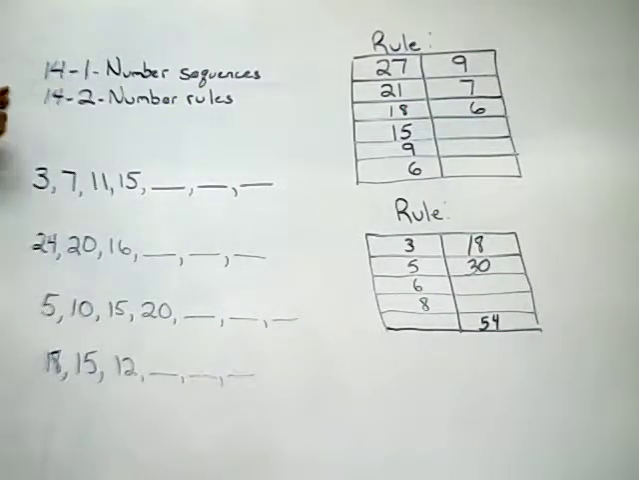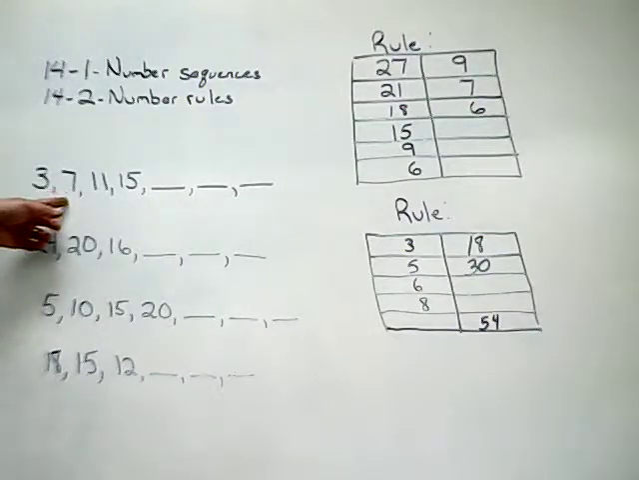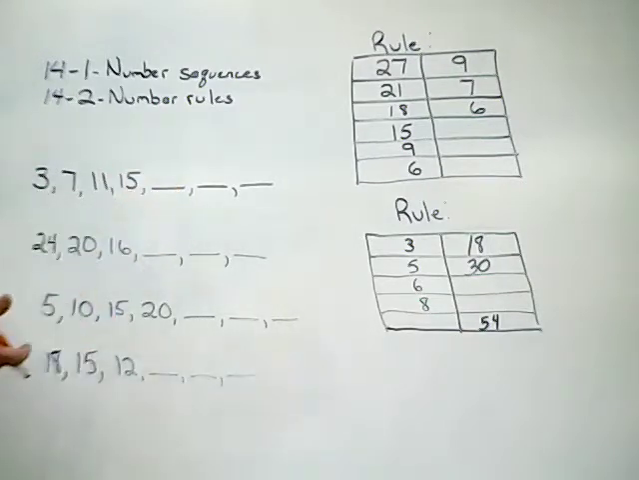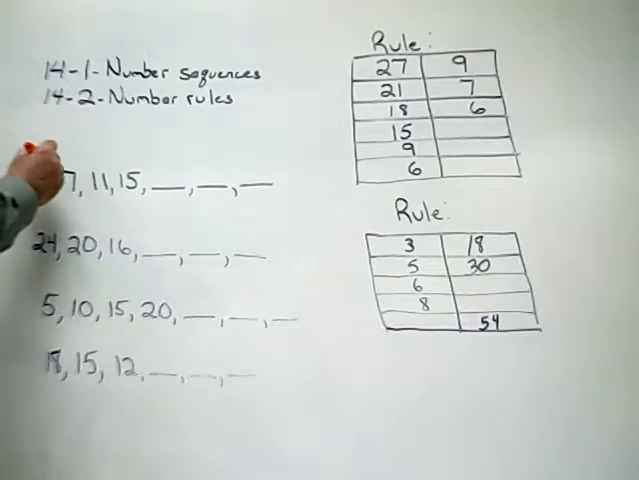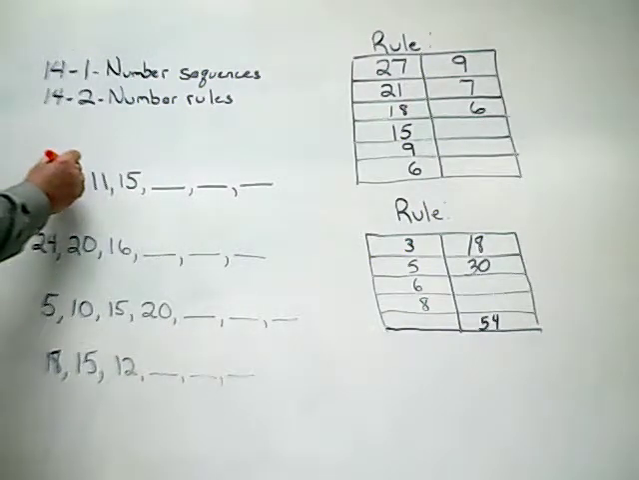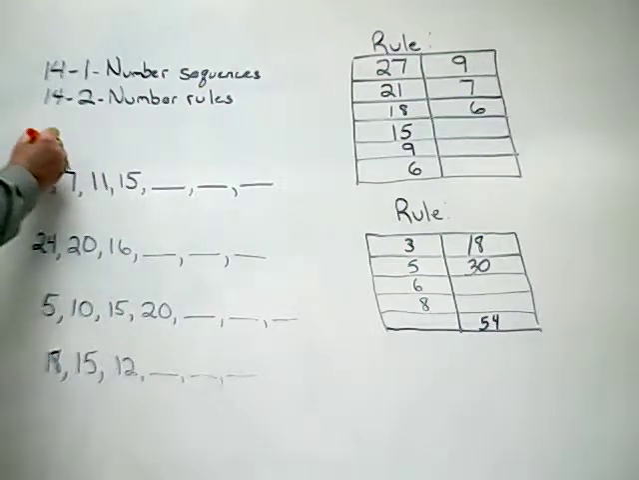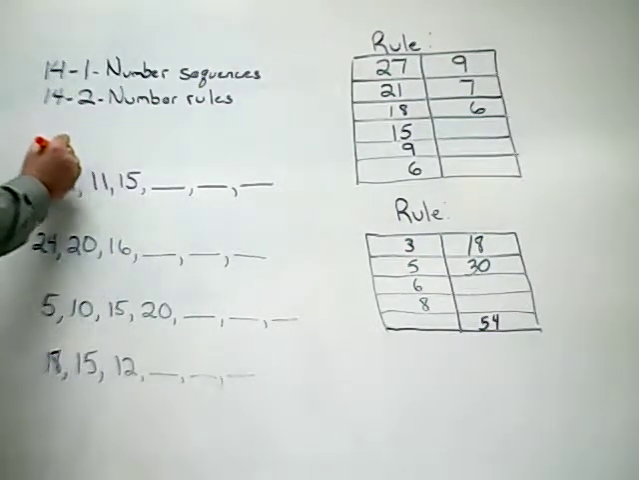So first, we'll deal with 14.1 number sequences. That's these numbers here. Basically, I want to ask myself, how am I going from this number to the number after it? So, how can I go from 3 to 7? Well, I notice all of my numbers are getting bigger. So, I'm either going to add or multiply. I can't multiply 3 times anything and get 7. So, how can I go from 3 to 7? I'm going to add 4.